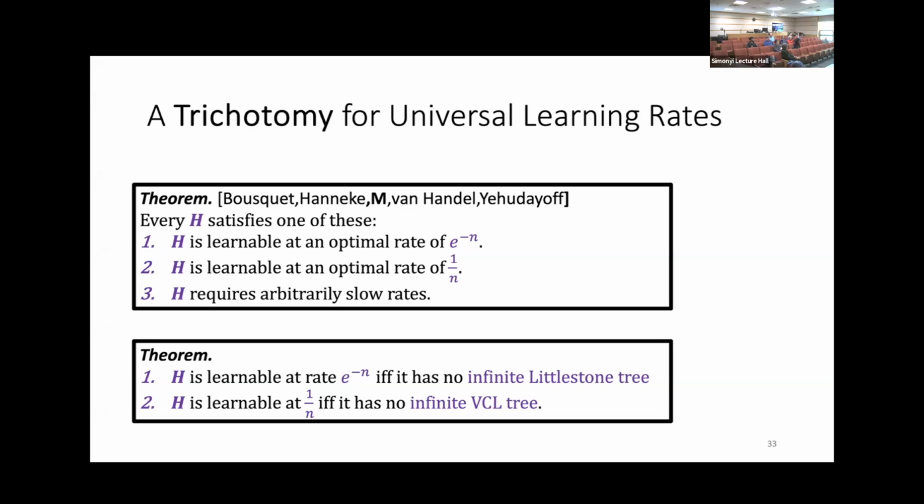If you have a specific H that doesn't satisfy 1 or 2, you're saying that any rate slower than 1 over n is possible? Yes, take any rate that goes arbitrarily slowly to 0, like 1 over log star n. If H doesn't satisfy item 1 and 2, then for any algorithm you give me that learns this H, I can find a realizable distribution on which it will decay even slower than 1 over log star n.